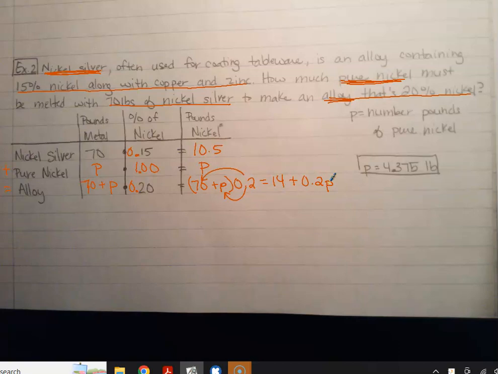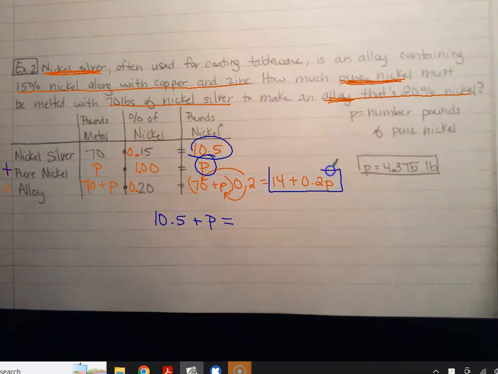Okay, so we already talked about what's happening in this problem. We're adding the nickel silver. That's what we said, right? We're adding the nickel silver to the pure nickel. So we're adding these two together. So 10.5 plus P equals the last part there. So equals 14 plus 0.2 P.